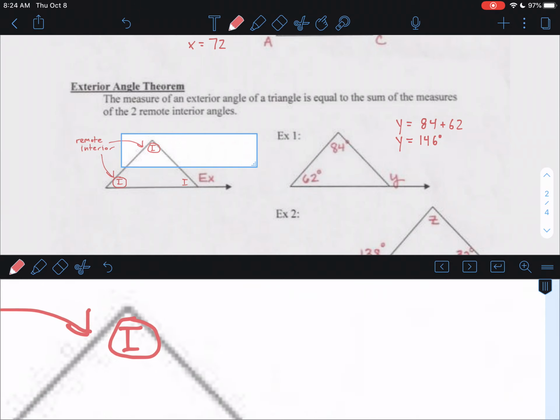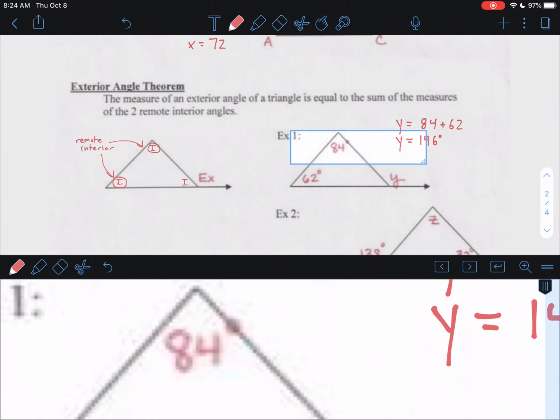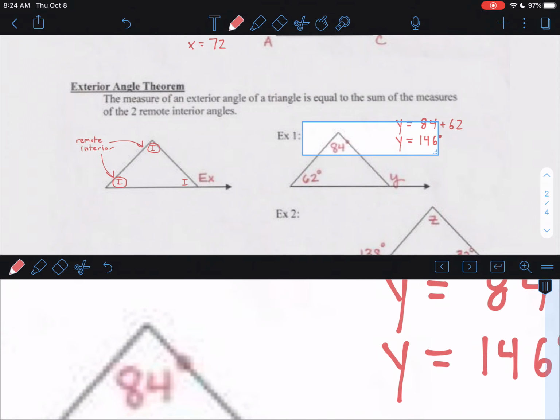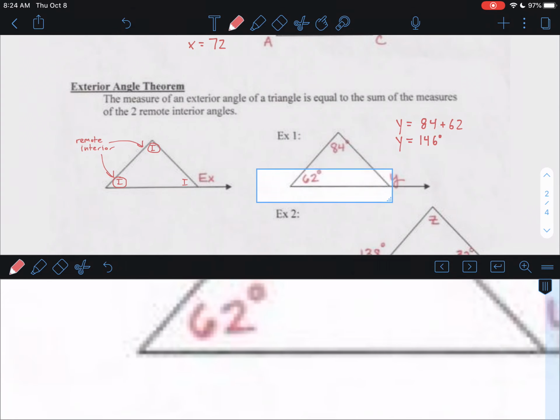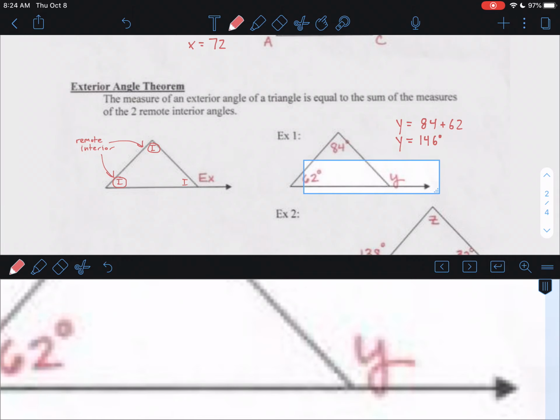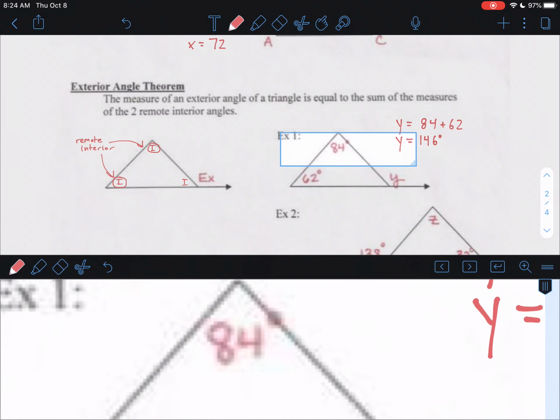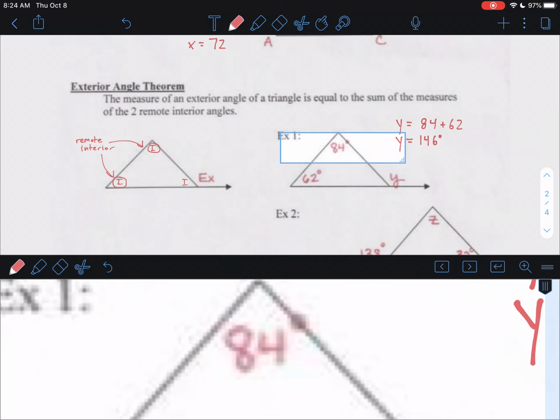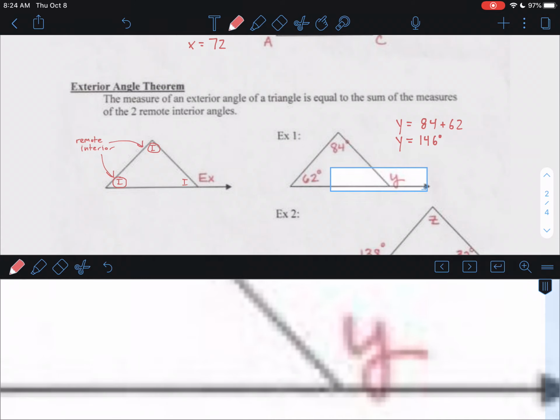Now, as I was saying earlier, we could do this in 2 steps. So if you don't remember the exterior angle theorem, another way you could do it is, I have the 62 and the 84. I know that the third angle, when added to these two, has to add up to 180. So I have my calculator next to me. I'm going to do 180 minus 84 minus 62, and I get 34, which means that this angle here has to be 34.